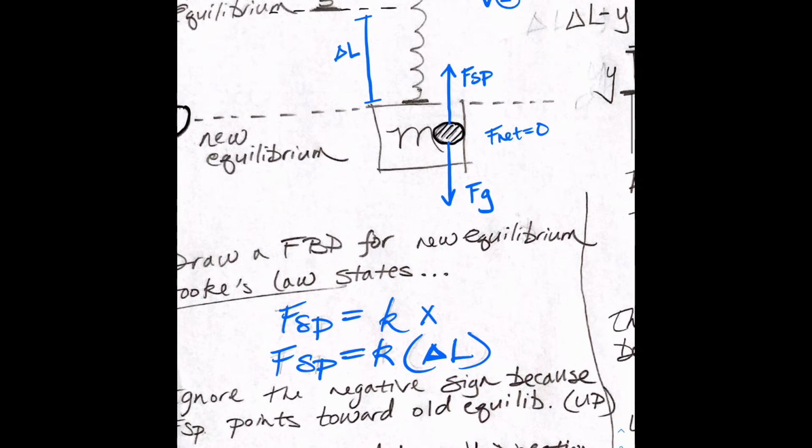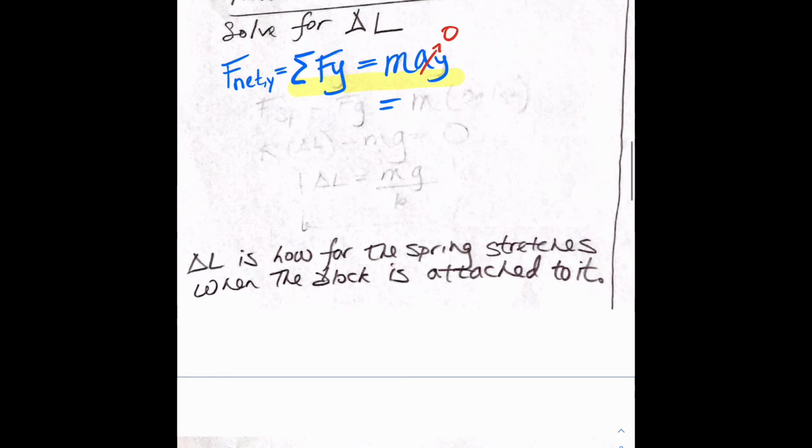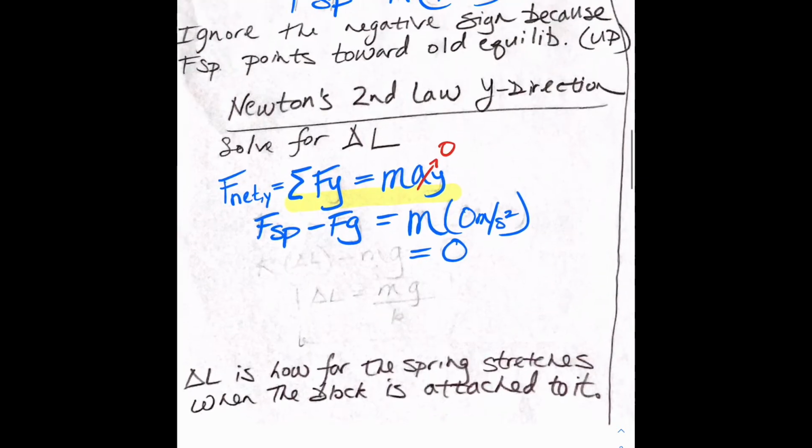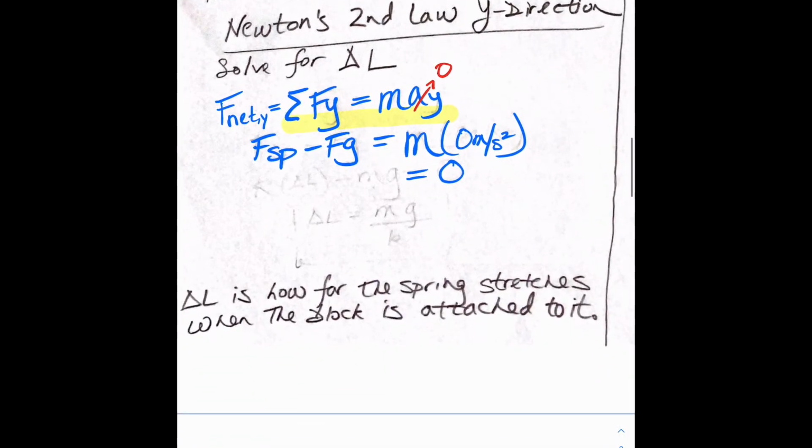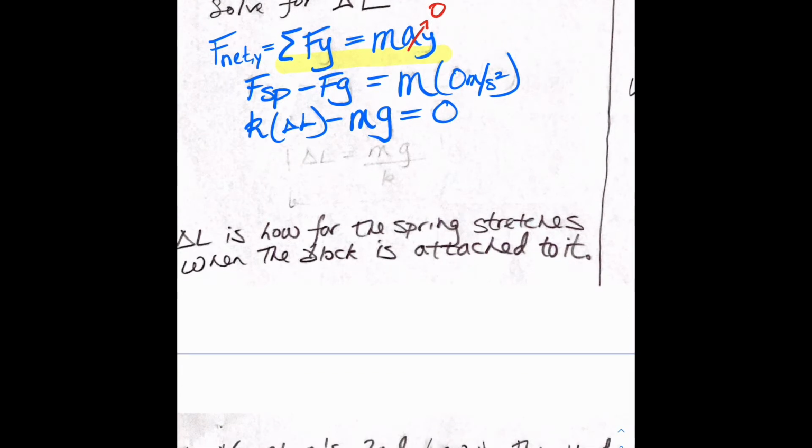Forces coming up here. Force spring acts up, force gravity acts down. So we're going to have force spring minus force gravity down here, equal to the mass times 0 acceleration, right? Which we know is going to be just 0. Force spring is going to equal, as we said, K delta L. Fg is always mg on the planet Earth. And we can then go ahead and kick mg over to the other side and divide by K.